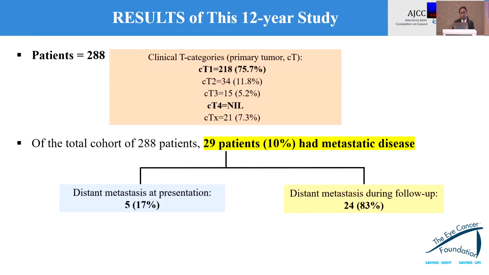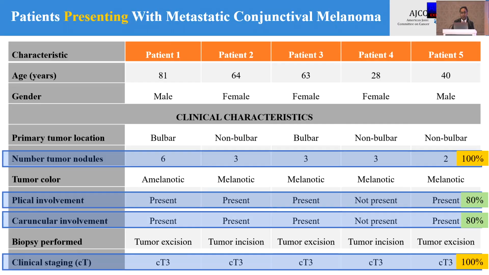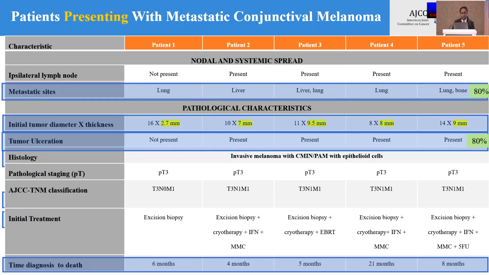Just to give an idea of the cohort, there were 288 patients in this study, and 75% of patients were CT1 stage, and there were no CT4 tumors in this study. Overall, 29 patients had metastatic disease, of which 5 had it at presentation and 24 developed metastasis during follow-up. The ones that had metastasis at presentation, all of them were multicentric tumors, and 4 of 5 had plical and caruncular involvement. All were staged CT3. All were thicker than 2.7 millimeter.